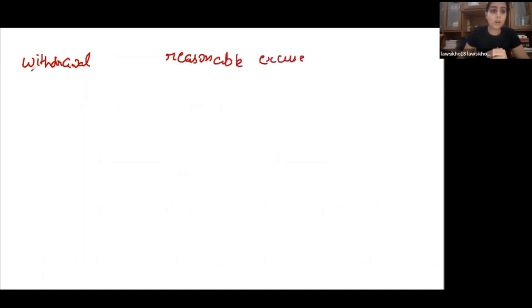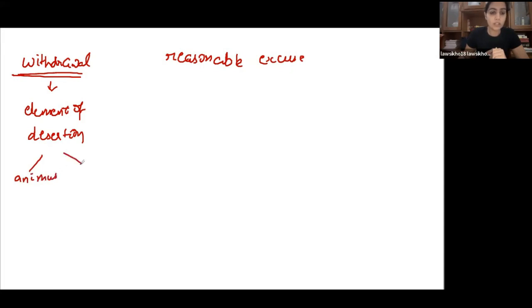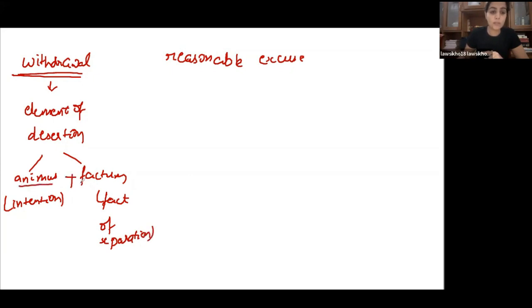right? And in withdrawal, we analyzed there must be an element of desertion, right? And we must have two elements altogether coexisting with each other, animus and factum, where animus is the intention to put cohabitation to an end, and factum is the fact of separation. Okay, and they both must exist at the same time, although each of them may start at a different point of time, but for desertion to exist, they must exist at the same time.